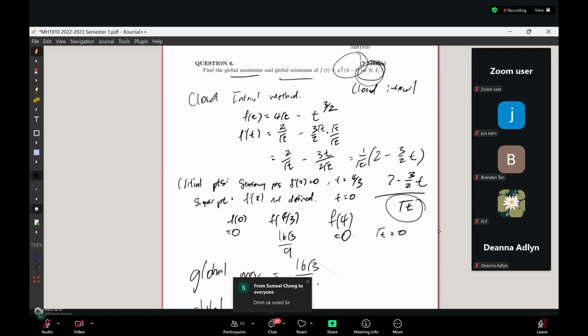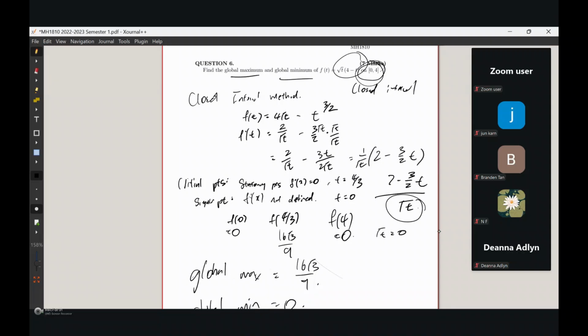Yeah, you need to read the question. Remember that the extreme value theorem says that only in a closed interval are you guaranteed a global max and global min. You cannot find both in an open interval. You maybe can find one depending on the function, but you cannot find both. Okay, so let me move on if there are no other questions.